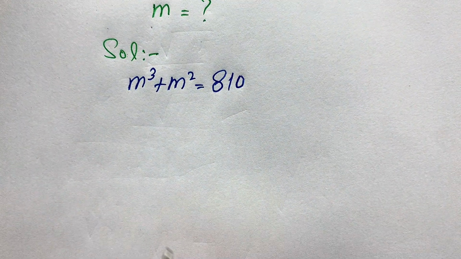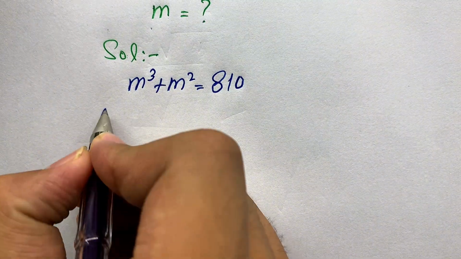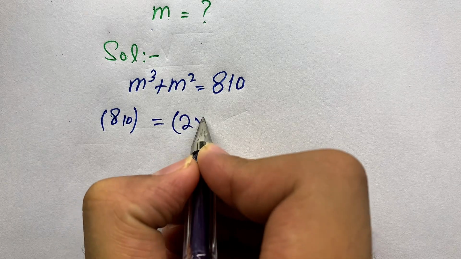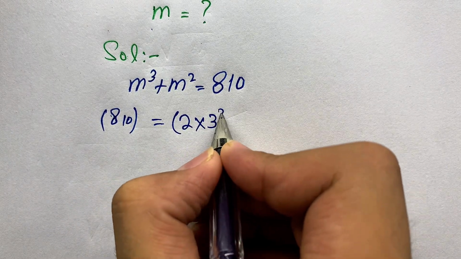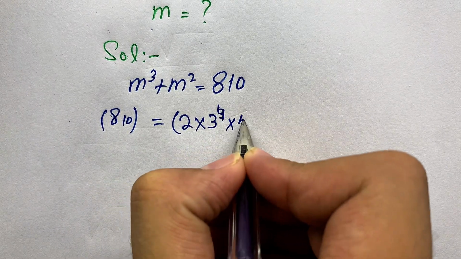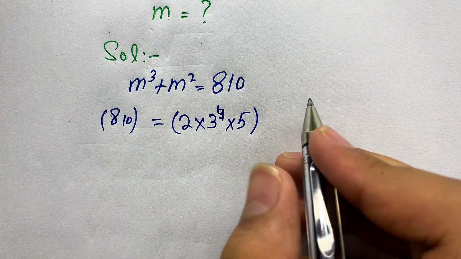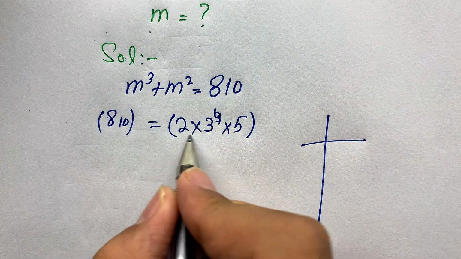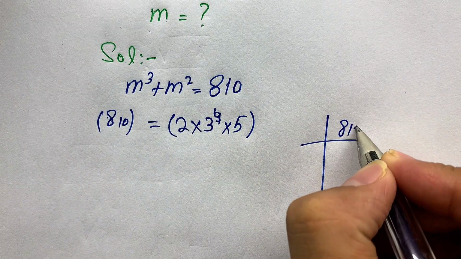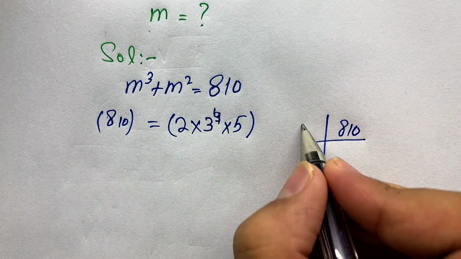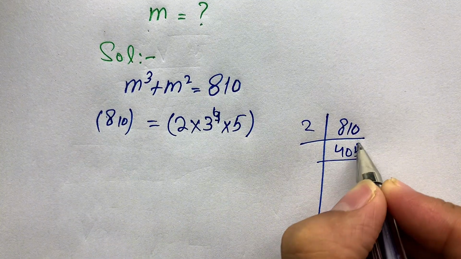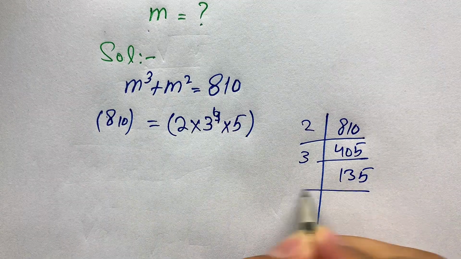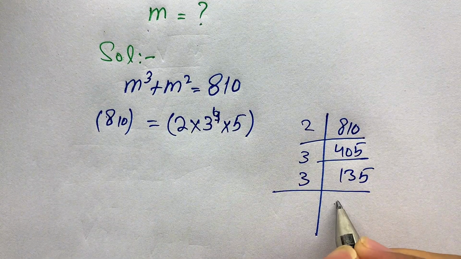Now first we are solving 810 = 2 × 3^4 × 5. After the calculation, we are taking the LCM for verifying this value. 810: this will be 2, this is 405, and this is 3, this is 135, and this will be 3 × 45.